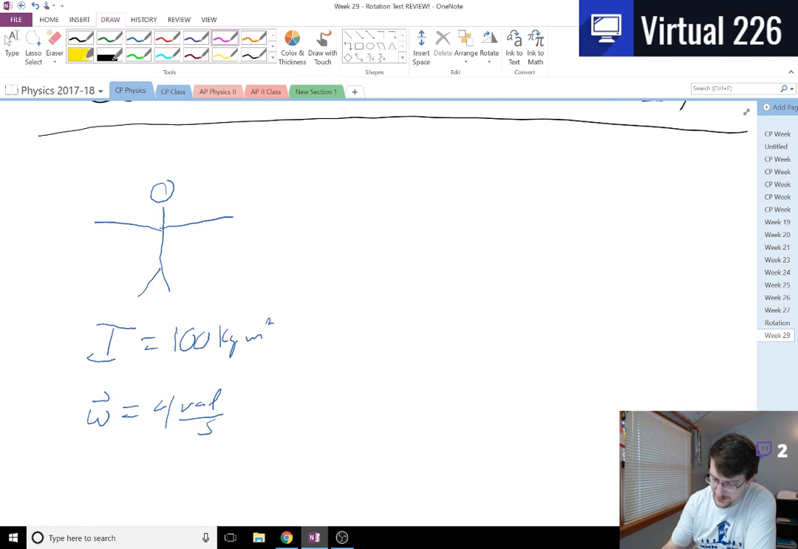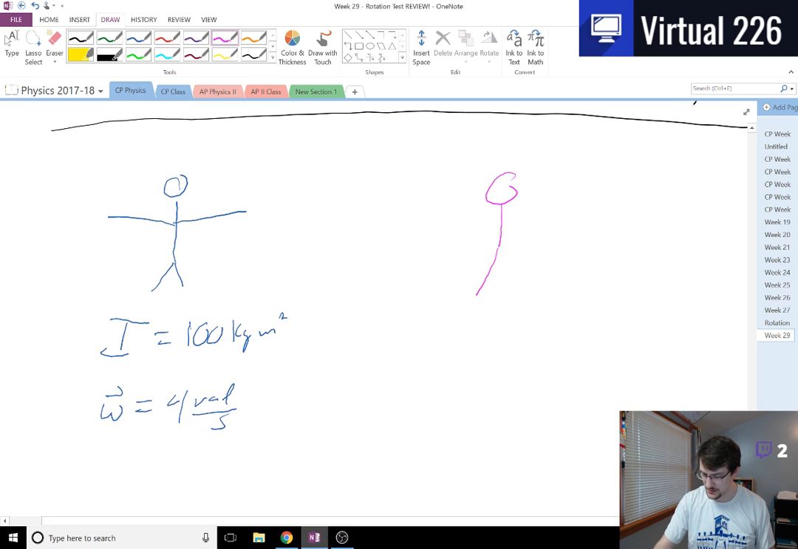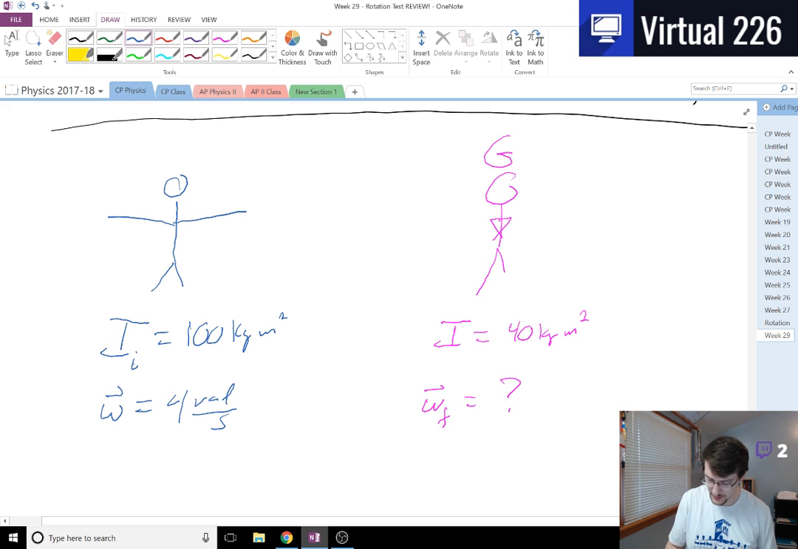Later on, as they're spinning, they tuck their arms in. They tuck their arms in and they spin faster. The reason being is they've changed their moment of inertia to something like 40 kilogram meters squared, and we can find their final angular velocity. These over here are all initials.